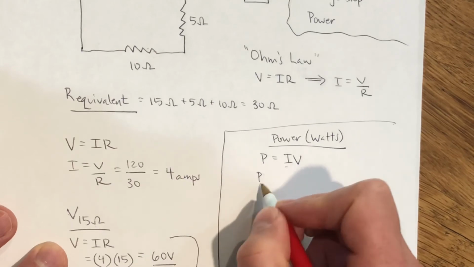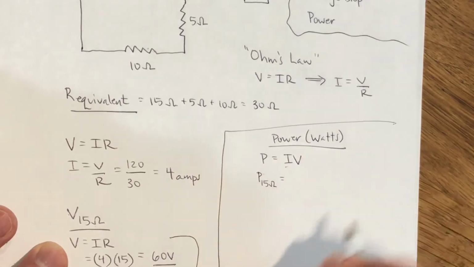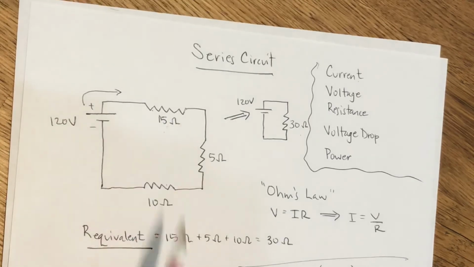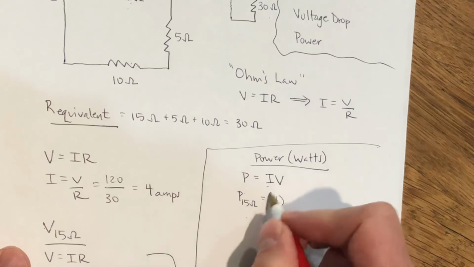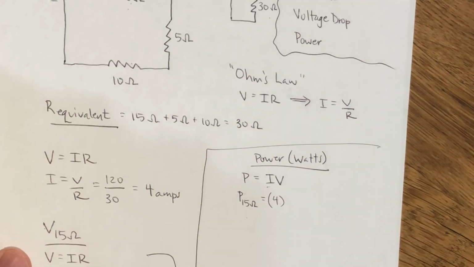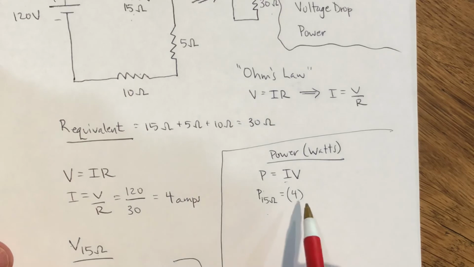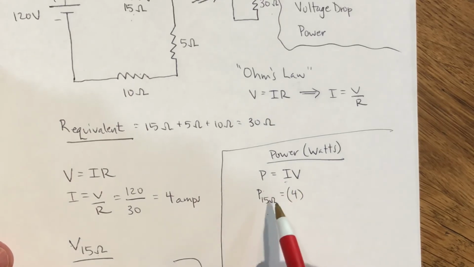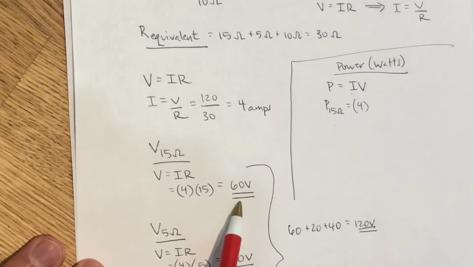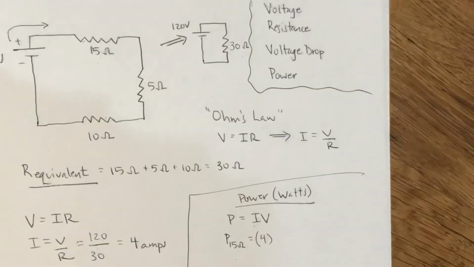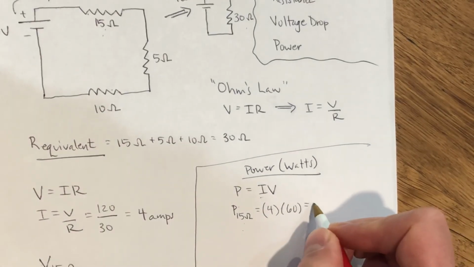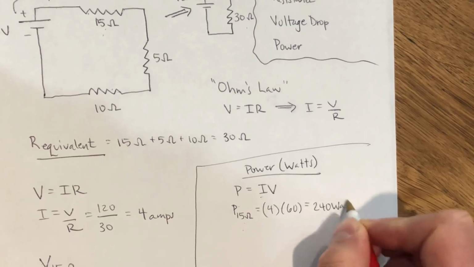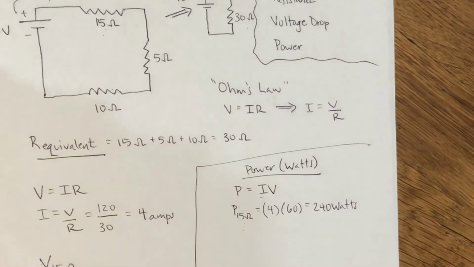So, P sub 15 ohms, the power consumed or needed by the 15 ohm device in our circuit. Well, we know that there's 4 amps of current flowing through it, and the voltage drop, it's not the full 120 volts. All 120 volts didn't go just through this one first device, we only had 60 volts of electric potential energy used up here. That was our voltage drop. So 4 times 60, so that's going to be 240 watts of power consumed by that first device.